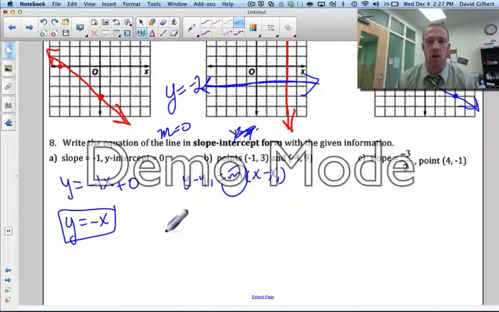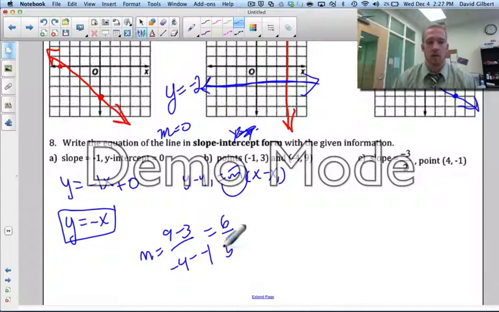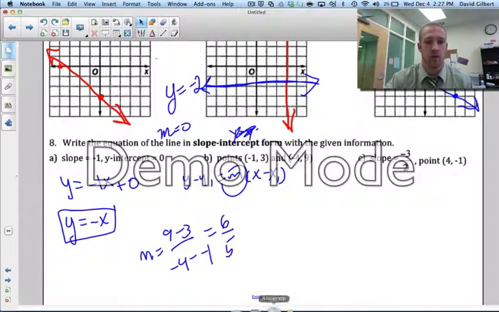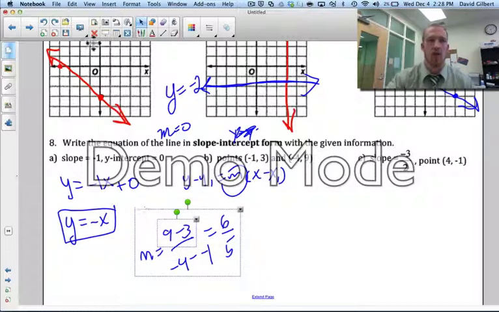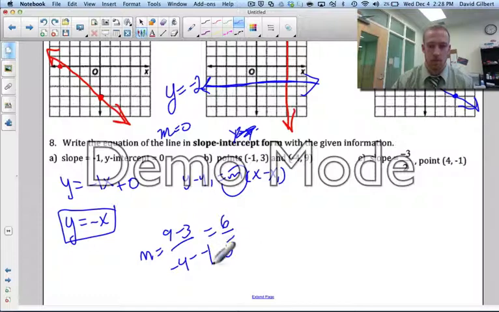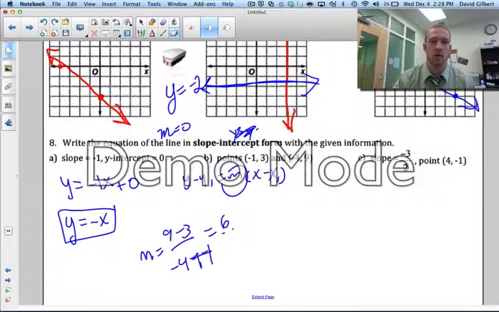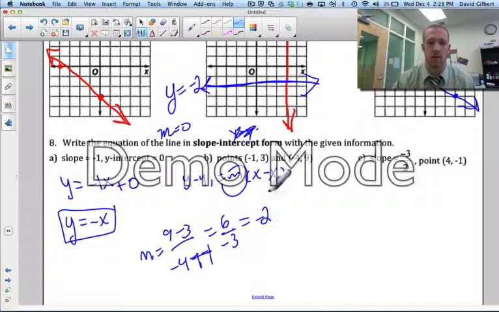So I get 9 minus 3 over negative 4 minus 1, which gives me 6 over 5. So that's a little cumbersome and in my way. Actually, that should be a negative 5. Right? Oh, no, my bad. Minus 1 is plus, so that should be negative 3, which gives me a slope of negative 2.